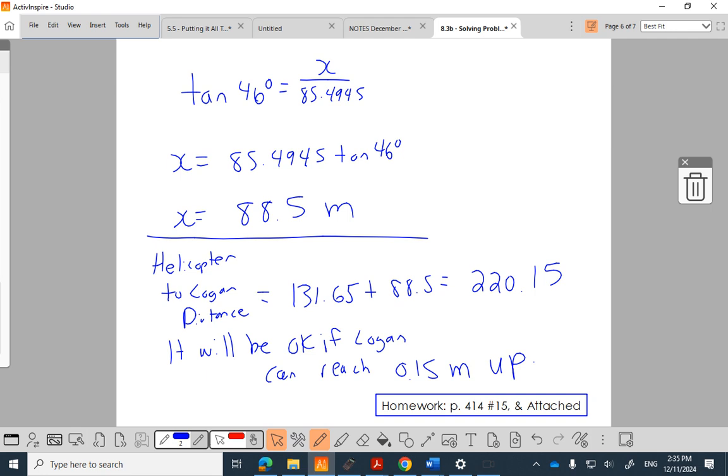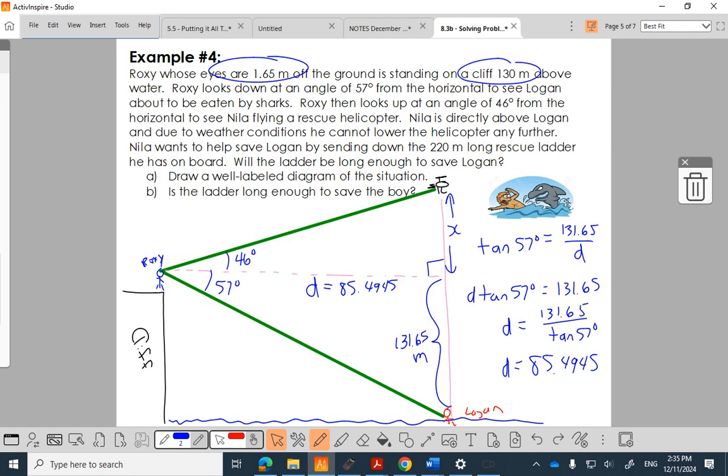Do you have any questions? What's the eye length? It came up only once. Instead of writing 130 here, we wrote 130 plus another 1.65 to get that distance up to her horizontal. It only came up one little moment. If you forgot about it, we would have ended up calculating that we were fine. The ladder was going to make it no problem, and it wouldn't make it. So that's interesting that we cut it that close.